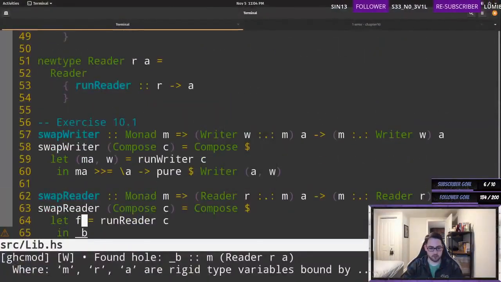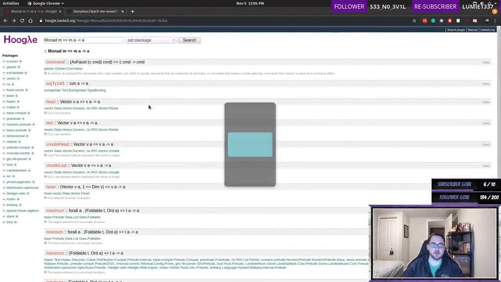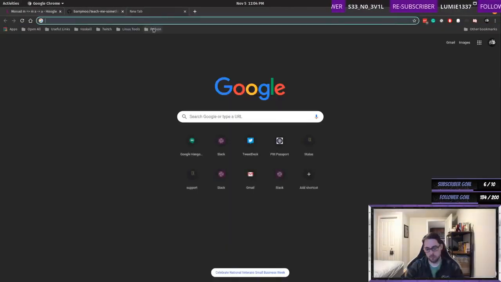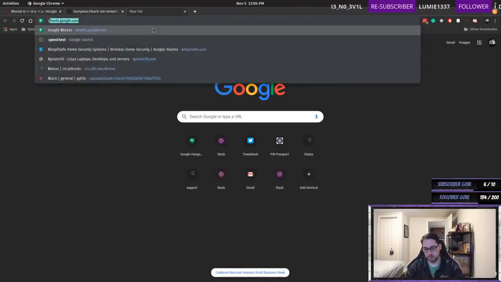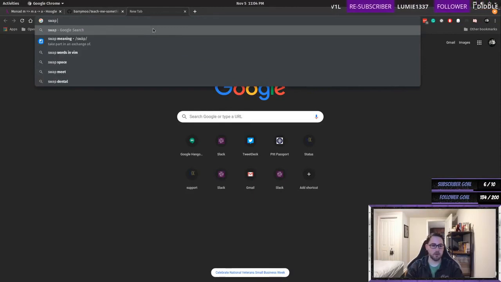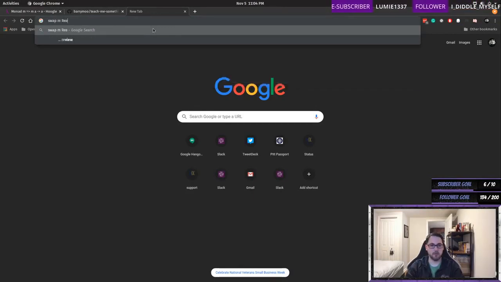I don't know how to do this one. Maybe we should Google it. We swap M reader Haskell.